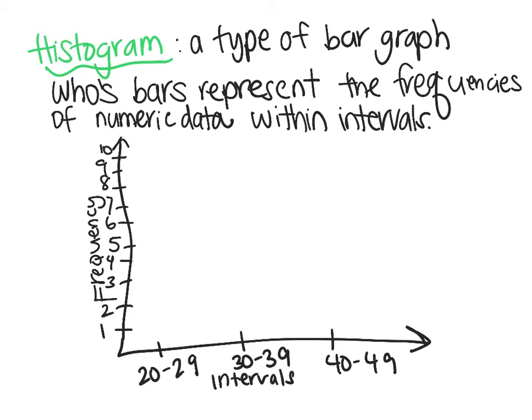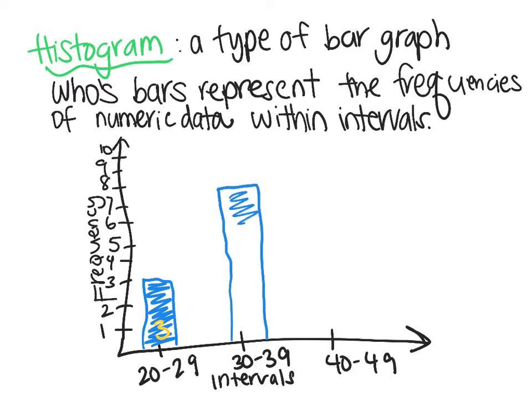Now looking back at the T-chart that we made, 20 to 29 had a frequency of 3 dots. So I'm going to make my bar graph go up to 3. And then we just color it in. And I'm actually going to label that and put a 3 there. Just because we're not using graph paper, we want to be able to see our work like that. For the interval 30 to 39, we had 8 dots. So graphing up to 8. Coloring it in, and I'm going to label that 8.